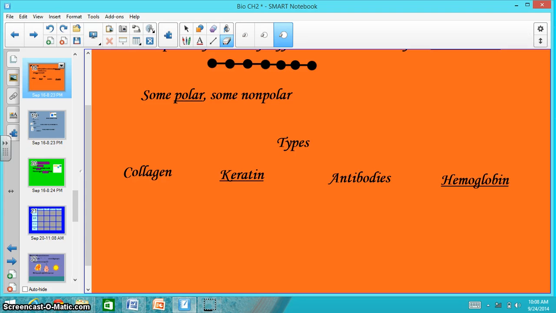Antibodies are another type of protein. They're there to help fight off pathogens. And hemoglobin is a component of your red blood cells. It's actually what the oxygen binds to, and it's actually what makes your blood red, okay? Your blood is always red, whether there's oxygen combined to the hemoglobin or not. It's just a varying degree.